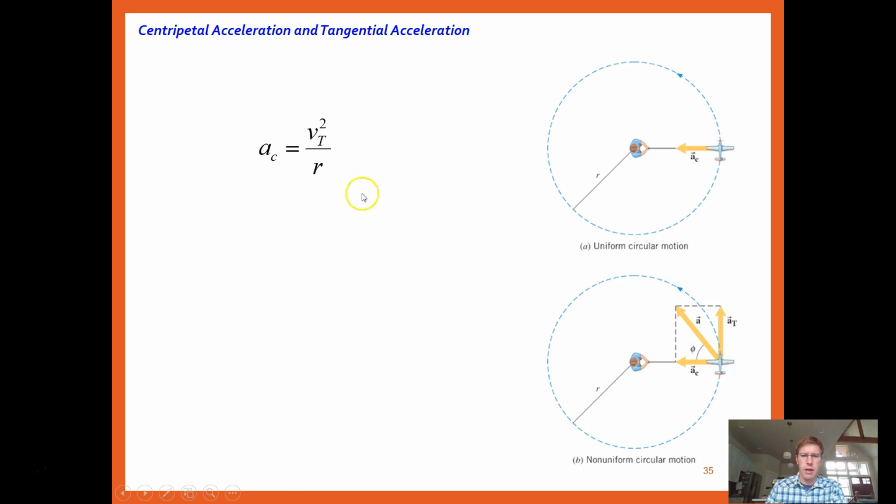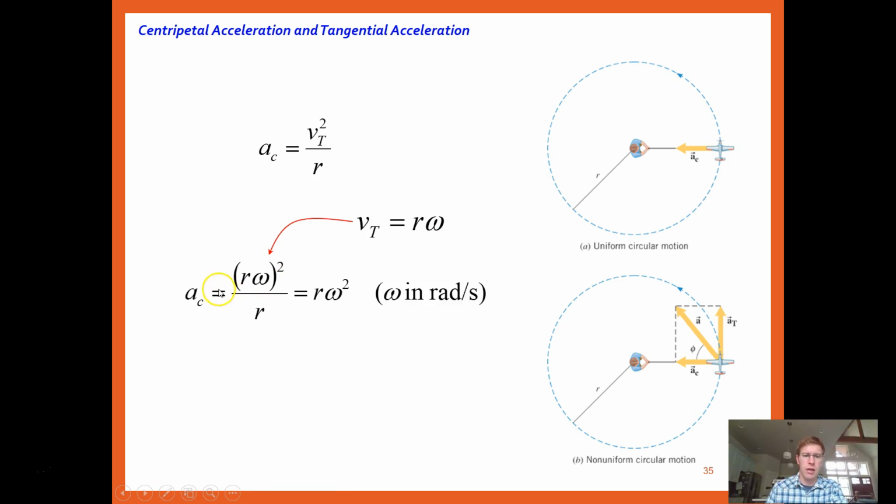Just as a reminder, we know that centripetal acceleration is v squared over r, v being the tangential velocity. So again, we can make the substitution of what we discovered earlier: the tangential velocity is r times omega. Plugging that in, we can redefine centripetal acceleration as r times omega quantity squared over r. Canceling out one of the r's, we find that centripetal acceleration is r multiplied by omega squared.